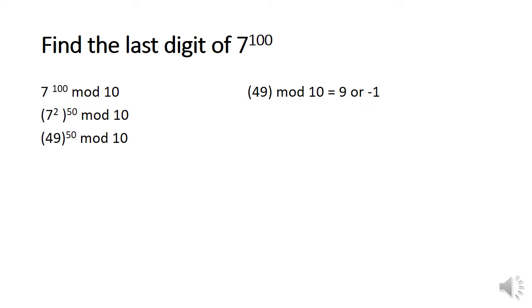And then we take the smallest number regardless of the sign, so it doesn't matter whether it is positive or negative. We are trying to simplify it, so 1 is the smallest number here, so you can substitute negative 1 instead of 49 because both of them are congruent. So negative 1 power 50 mod 10. Negative 1 power 50 is 1 mod 10. 1 mod 10 is finally 1. This means that the last digit of 7 power 100 was 1.